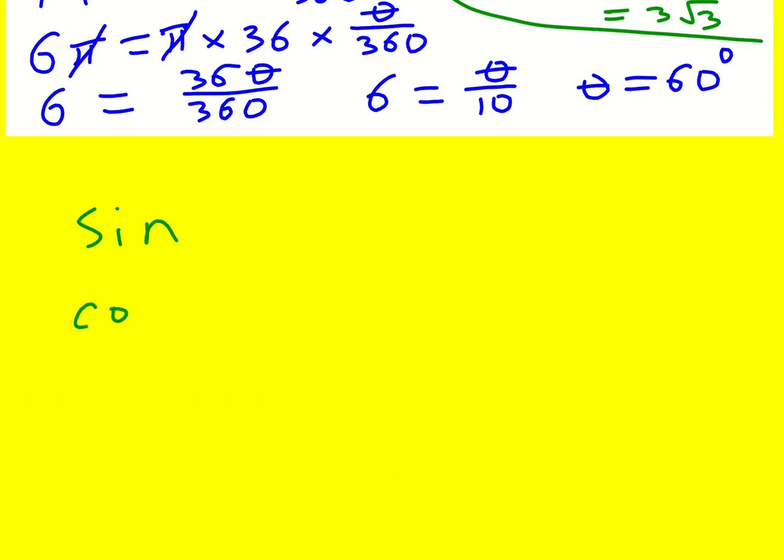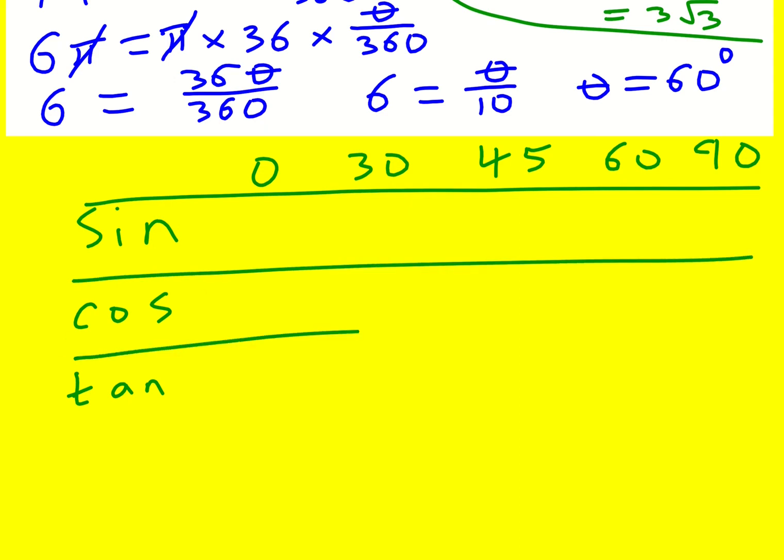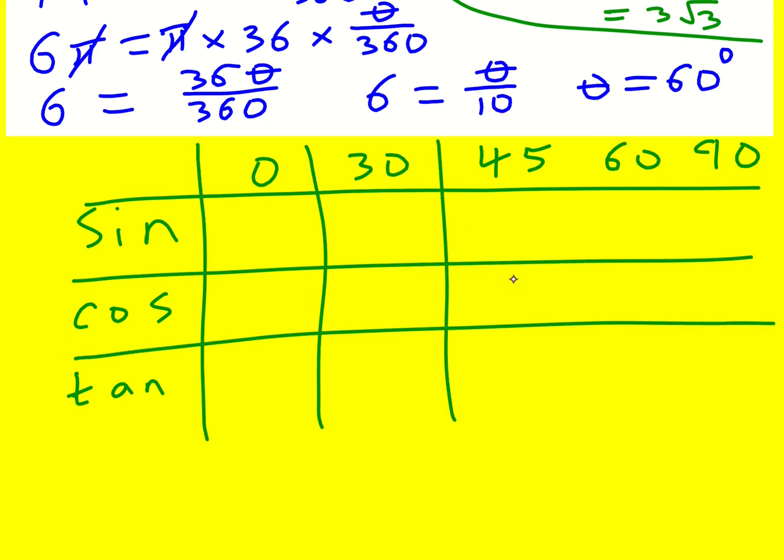So we've got sine, cos and tan. You've got to write them down in this order, and then the special angles that you are expected to know are 0 degrees, 30 degrees, 45 degrees, 60 degrees, and 90 degrees. Just going to make this into a little table. Okay, and then there's a nice algorithm that works.